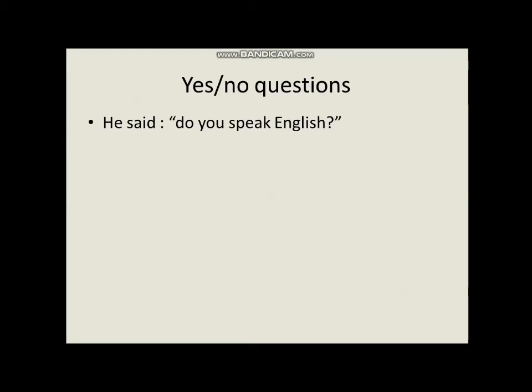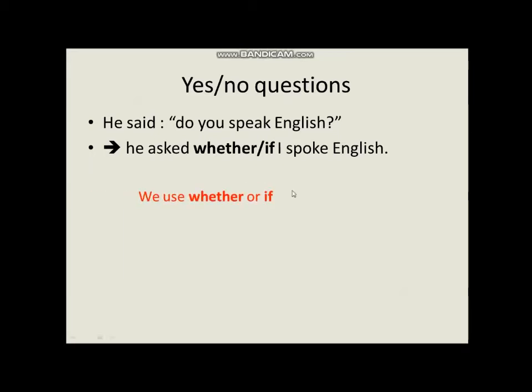In order to report this question, we can say, he asked whether or if, okay, not both, just one, this one, or this one, okay? So whether or if I spoke English. Okay, so we just used whether or if because it is a yes no question.